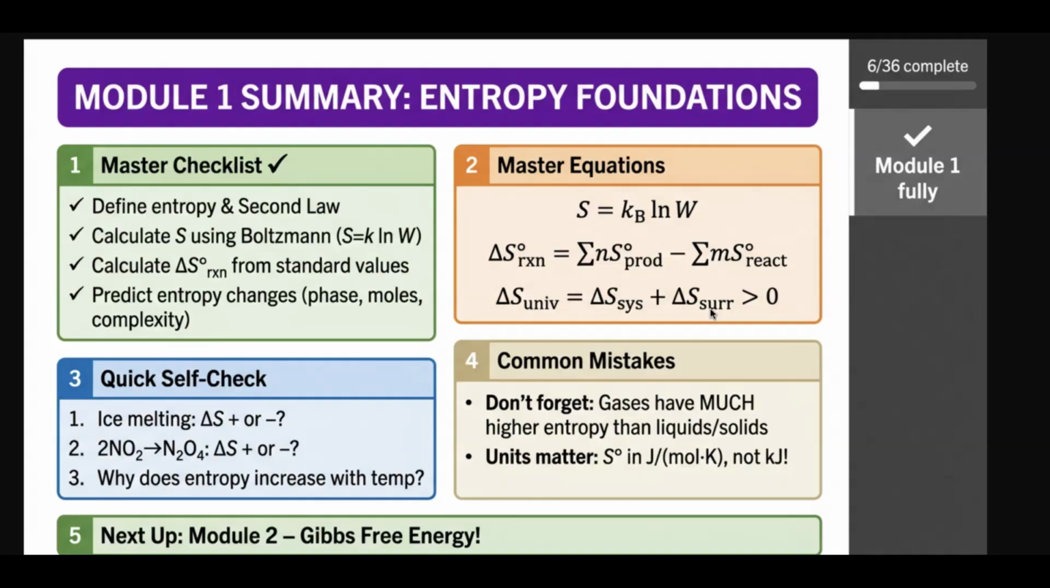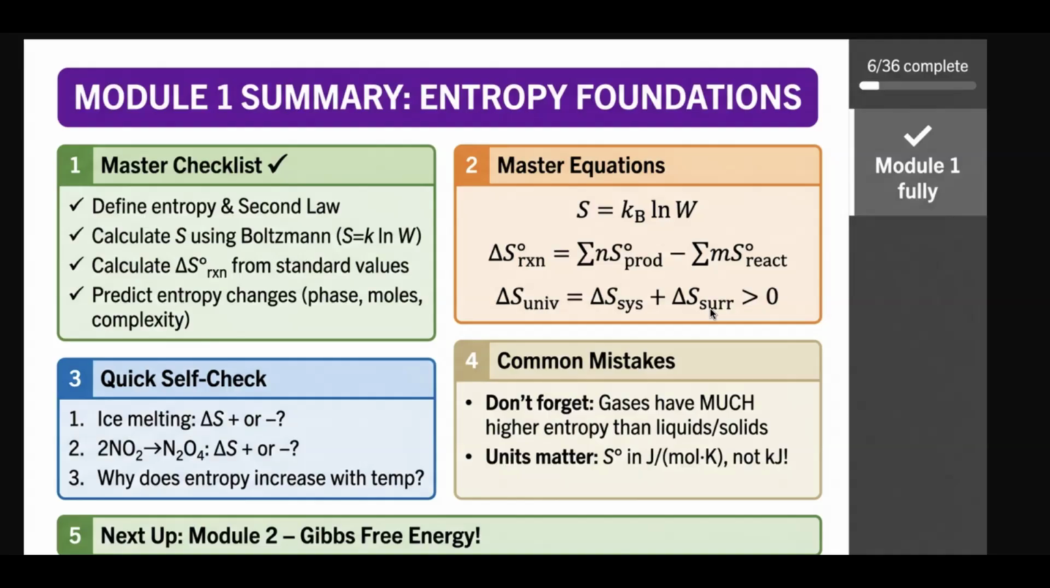So we'll do a quick self-check. Ice melting, is delta S positive or negative? 2NO2 gives us N2O4. They will combine to form N2O4. I'm helping you with the answer. Is delta S positive or negative? Is it increasing or decreasing? If it's increasing, it's positive. If it's decreasing, it's negative. Why does entropy increase with temperature?